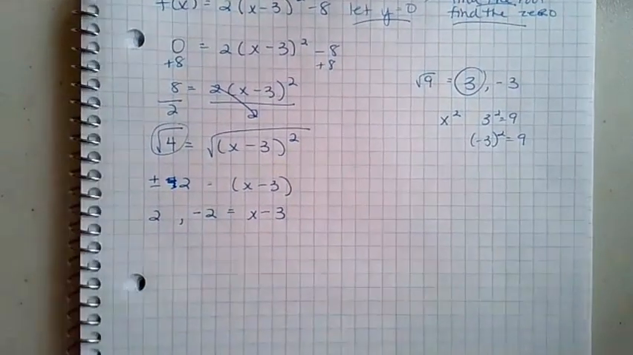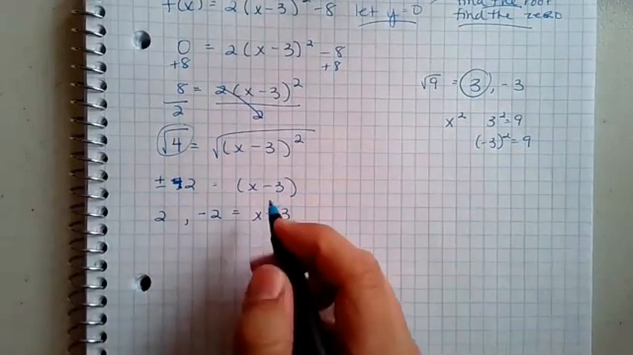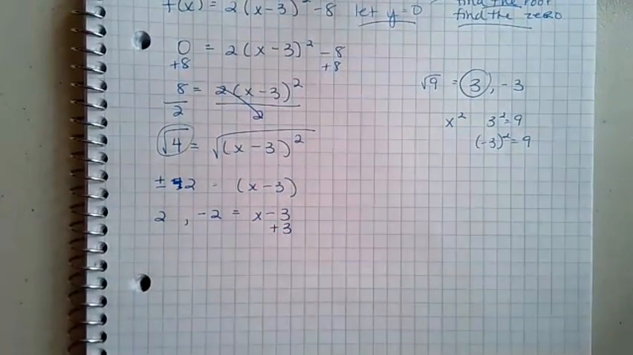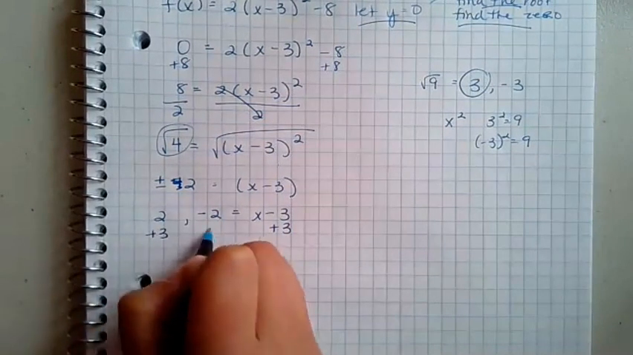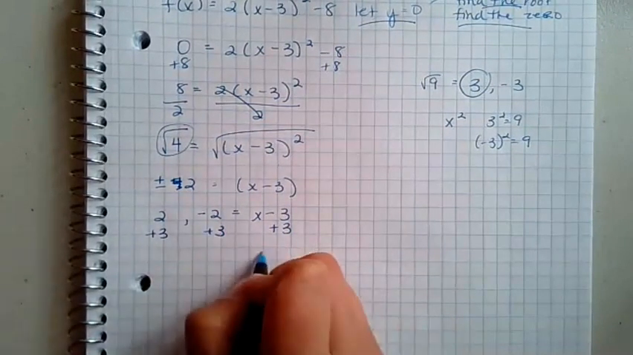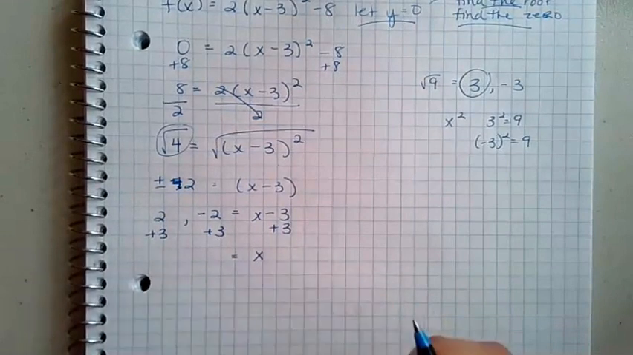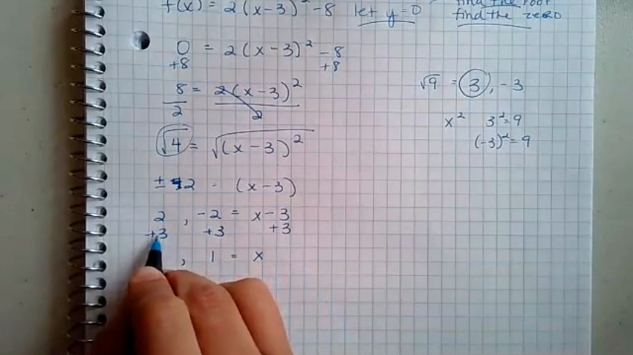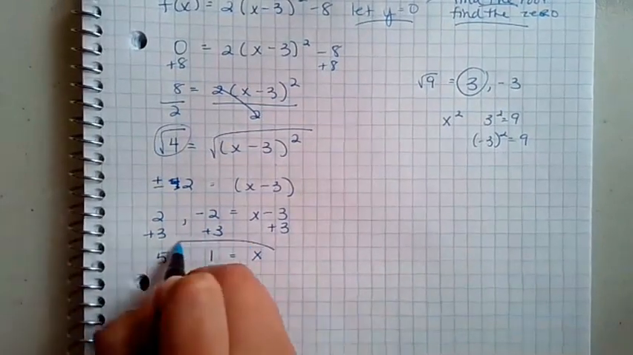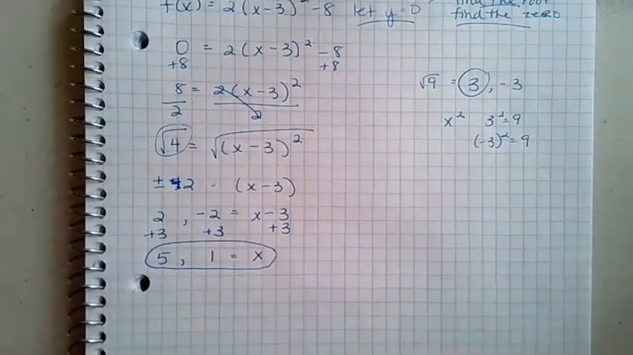Because now, if I look at this, my next goal to get x by itself is to add 3 to both sides. But remember, I've got 2 potential answers, so I have to add 3 to both of those things. I get x over here. And then I get -2 plus 3 is 1, and 2 plus 3 is 5. Those become my 2 answers here.